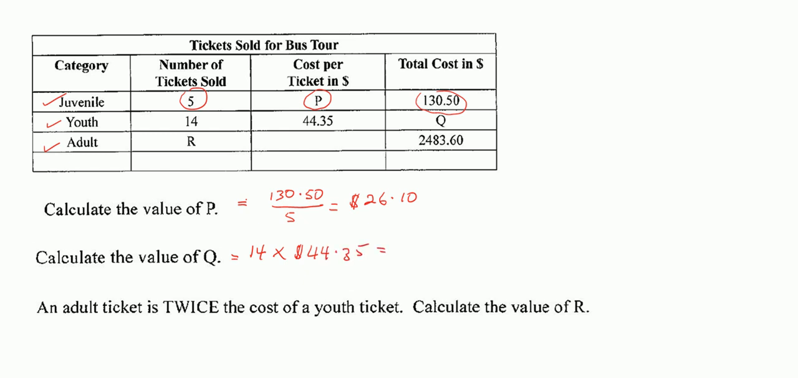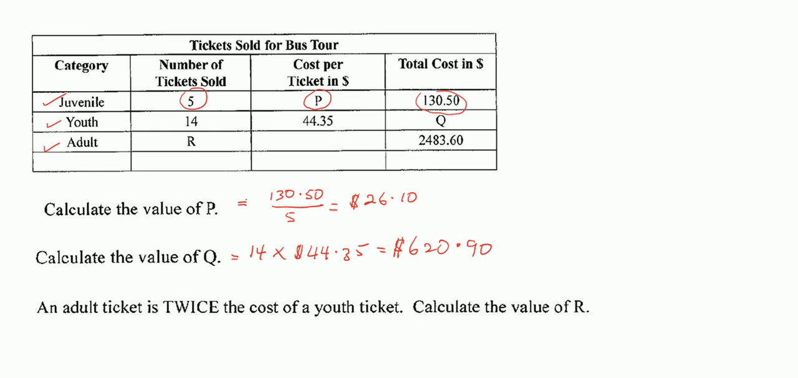So this will be 14 multiplied by 44.35, and that gives me $620.90. Let me just double check that. 14 multiplied by 44.35, so $620.90. Now they also told us that an adult ticket is twice the cost of a youth ticket.